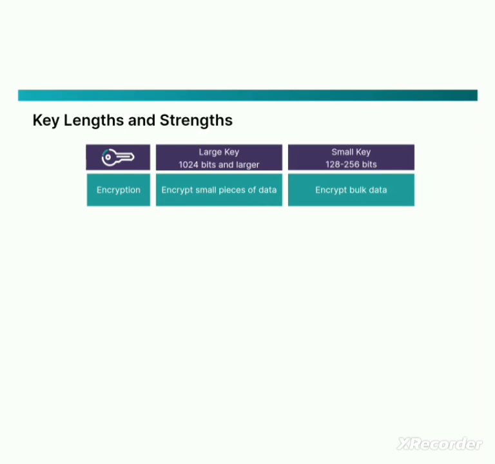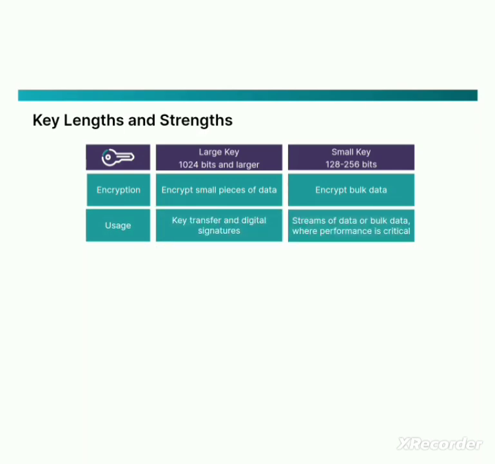So the type or size of the key that is used is determined by the type of cryptographic operation being performed. If you're encrypting a key to safely transfer it to another entity, then use a larger key. If you're encrypting a stream of data where performance is critical, use a smaller key. While this rule of thumb is applied for performance reasons, there are also security issues to consider.